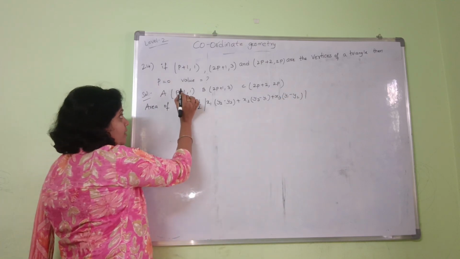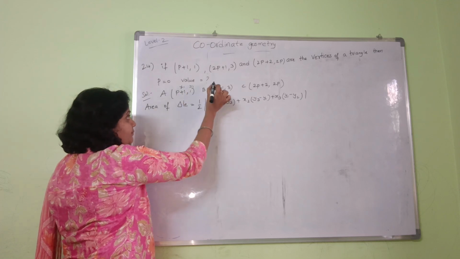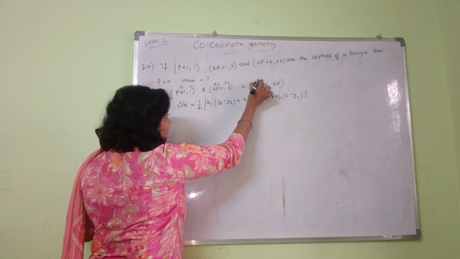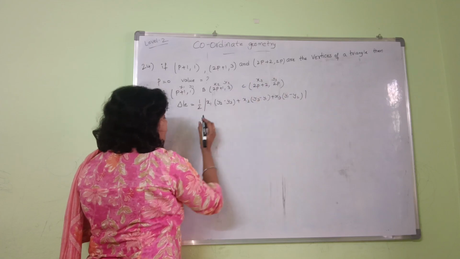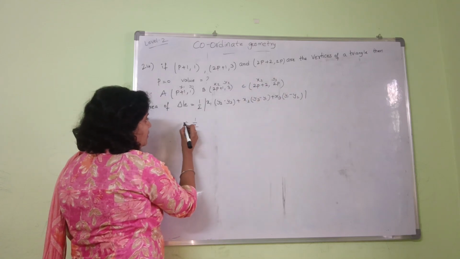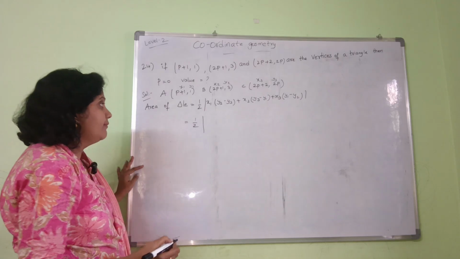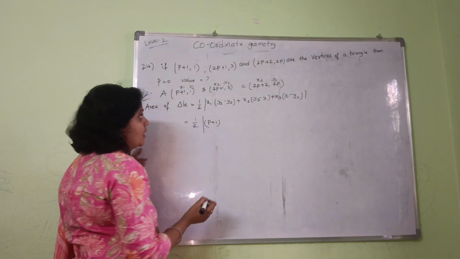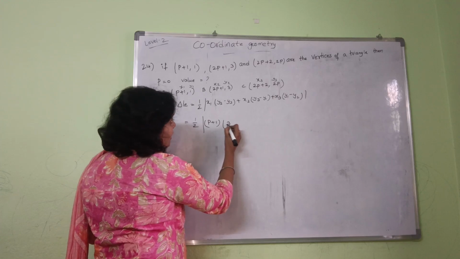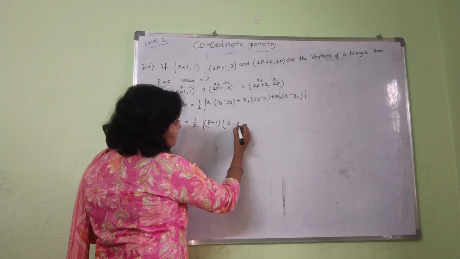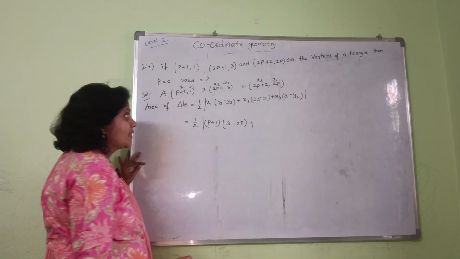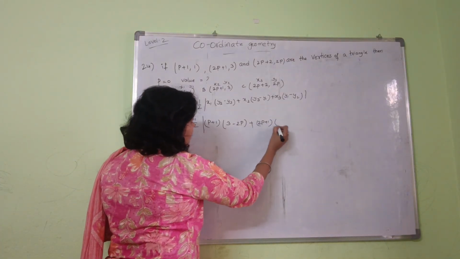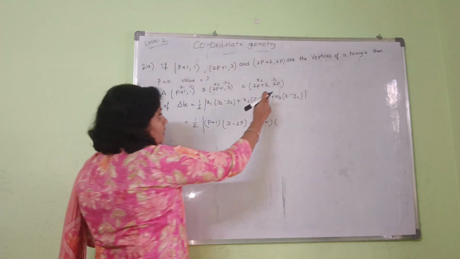Okay, let us assume the values x1, y1, x2, y2, x3, y3. Okay, 1/2 mod of, what is the x1 value? p plus 1. What is y2 value? 3. What is y3 value? 2p. Plus, what is x2 value? 2p plus 1. What is y3 value? 2p.